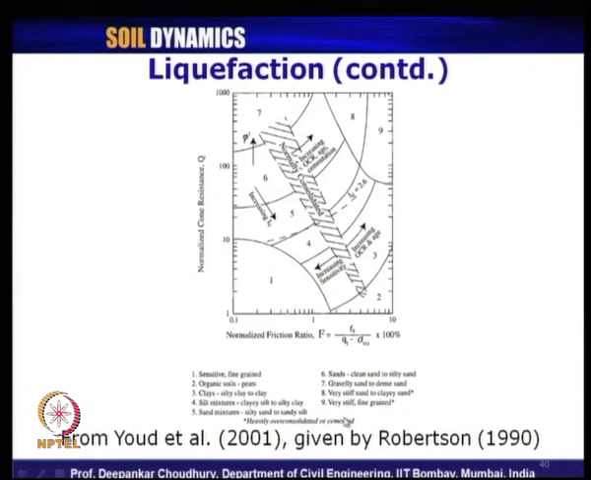This is another chart which was given by Robertson in 1990. Normalized friction ratio is calculated like this: the frictional force, that is the sleeve friction, whatever is measured, divided by QT or QC minus sigma V naught, the vertical stress, times 100%, and the normalized cone resistance can be obtained for different values of IC.